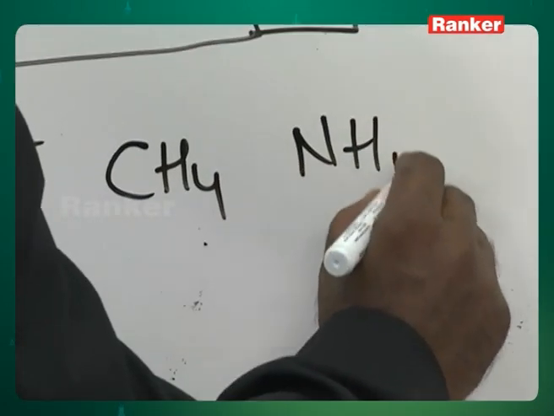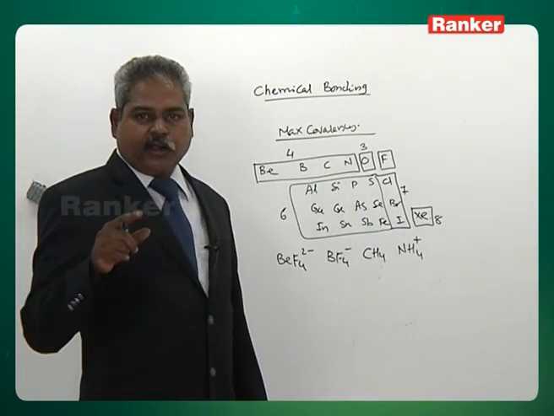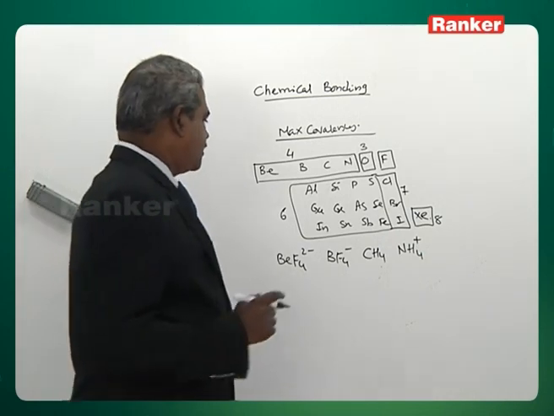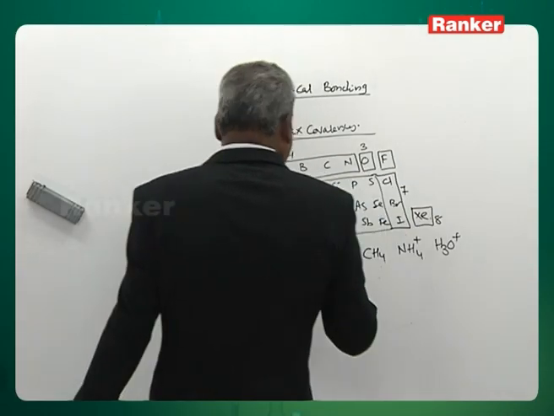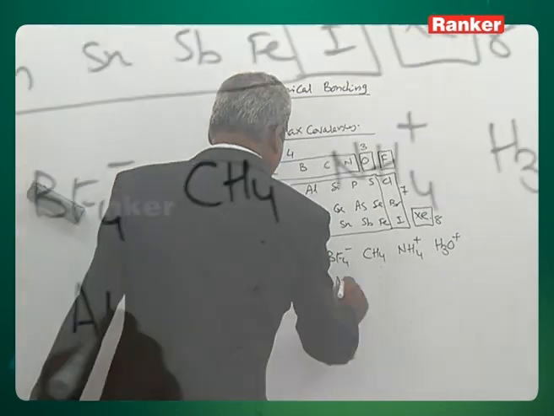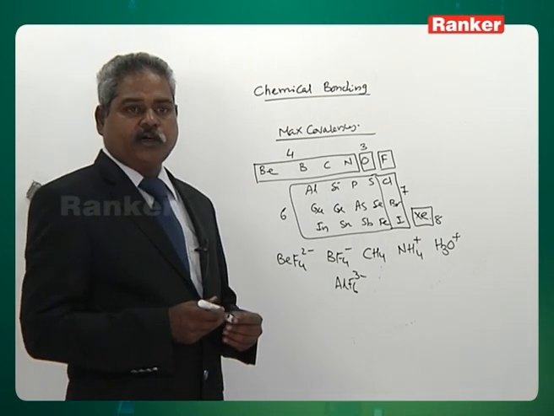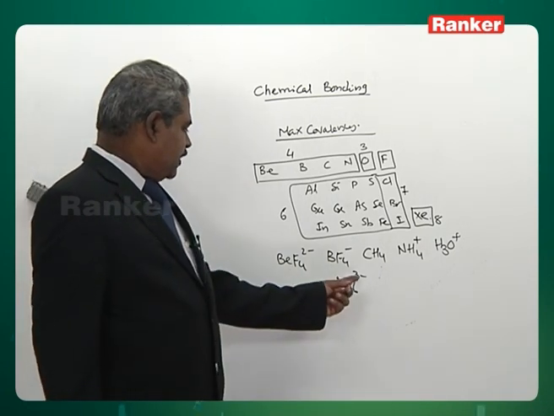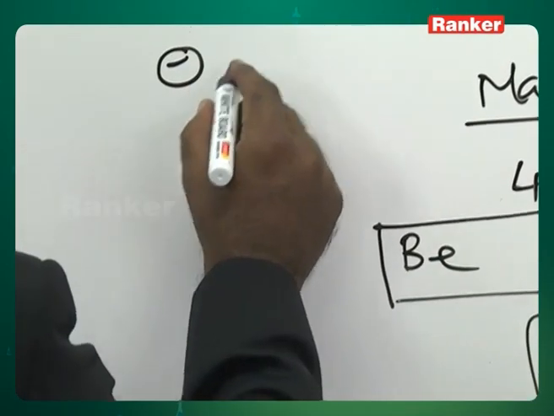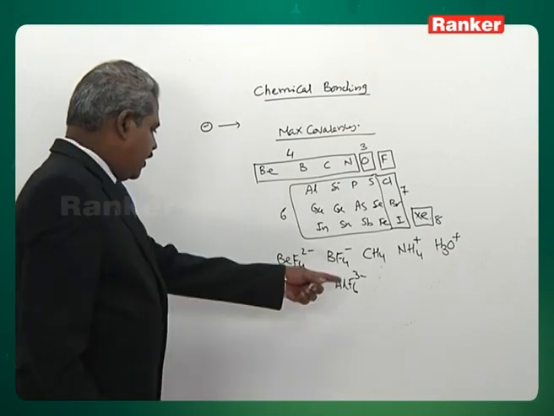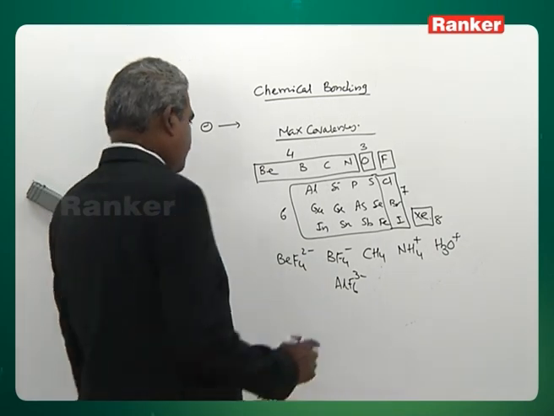NH4 plus. For nitrogen, it has to form 4 bonds. The only way it can form bonds is it has a pair of electrons and that has to be donated. And H3O plus, oxygen maximum 3. And in the case of aluminium, it is AlF6 3 minus. Aluminium forming 6 bonds. How? You look at the 3 minus. What does the minus tell you? What is the role of a minus in a group? Towards the beginning of the chapter, I told you minus donates. So there are 3 minuses, 3 donors. So 3 are donating, 3 are sharing.